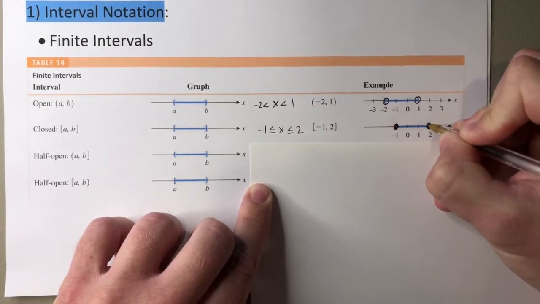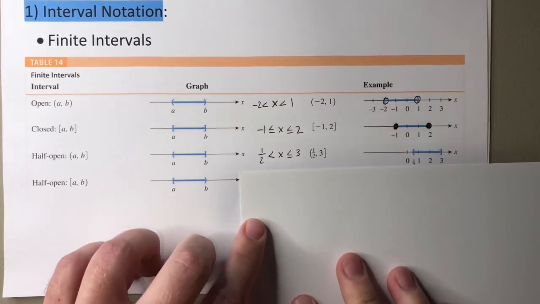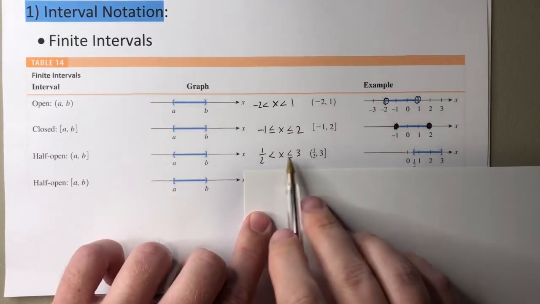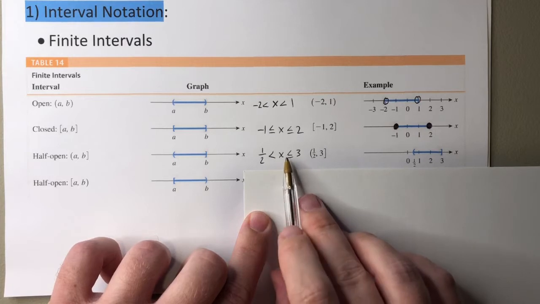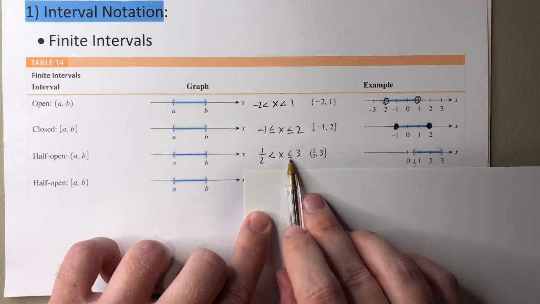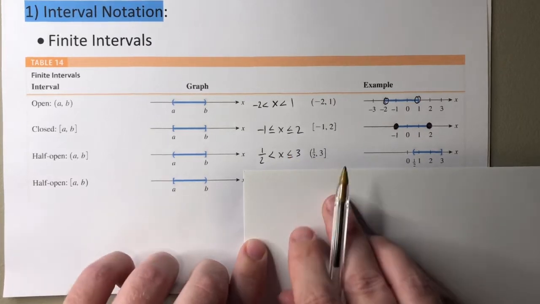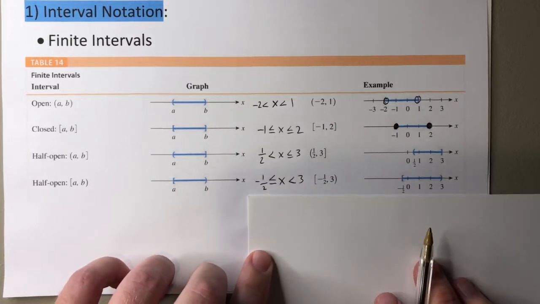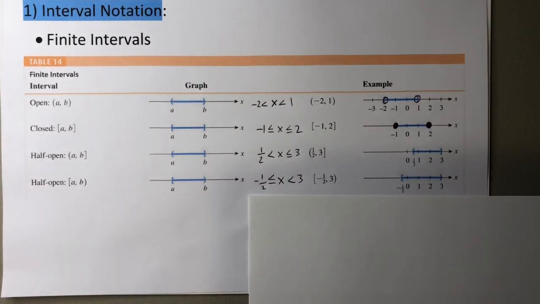Either way, doesn't matter. All right, here's an example of one that's greater than and also a less than or equal to. So that would look like that. And then one more. So those are for finite intervals, all right? Those are for finite intervals.